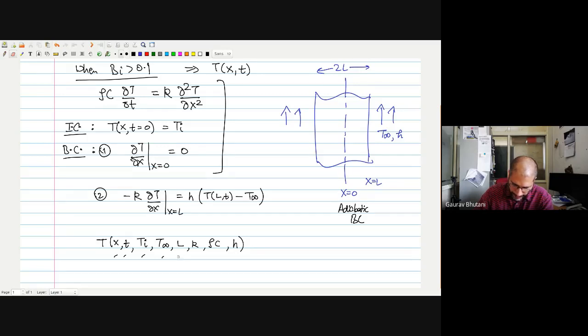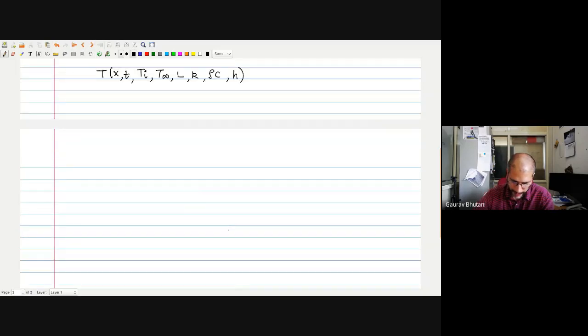As you have seen in fluid mechanics, we'll do the same in heat transfer as well by non-dimensionalizing these variables. So we started with that. What we said was that let's non-dimensionalize to reduce the number of variables.